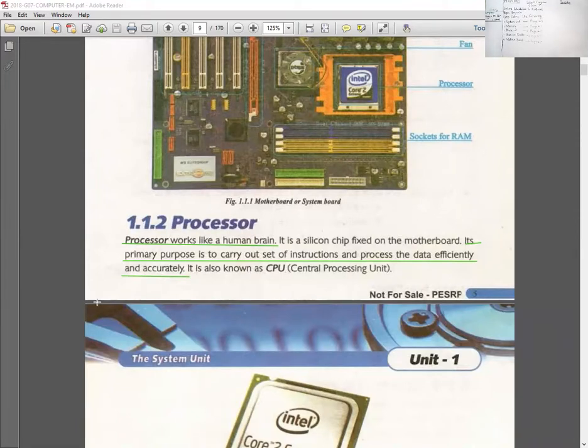Definition number 3. Excuse me, teacher, do we skip this line: it is a silicon chip fixed on the motherboard? Yes, you have to skip it because definitions are short. That's why we are just including these two lines in the definition. Show me the thumbs up if you have marked the processor's definition.